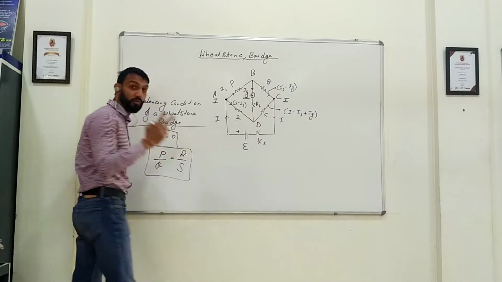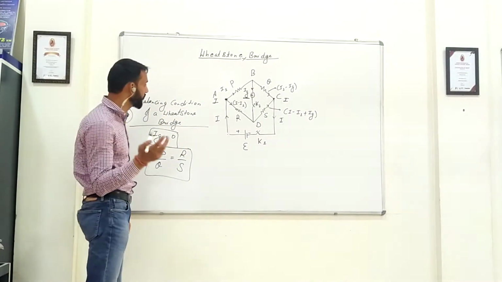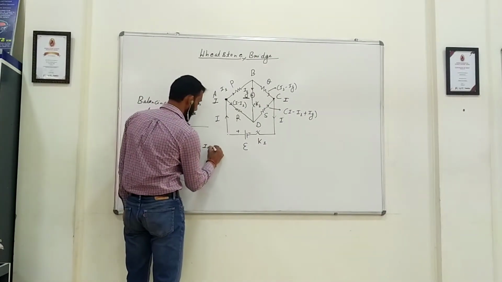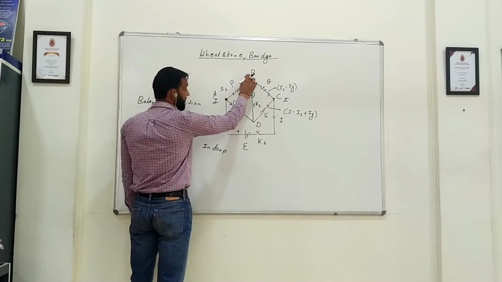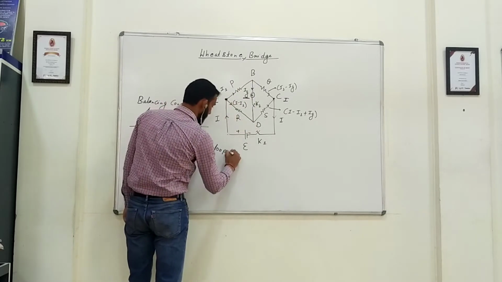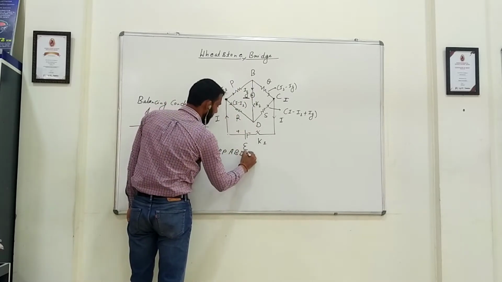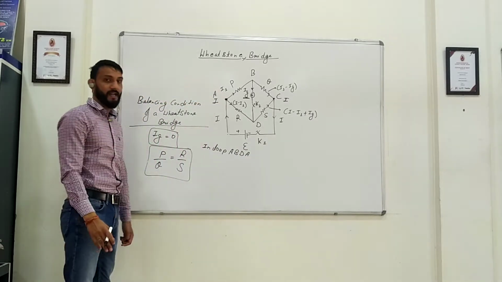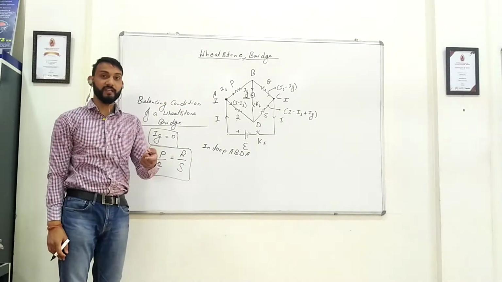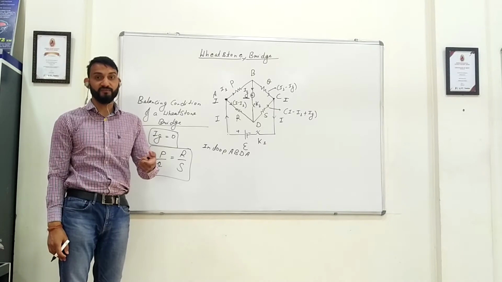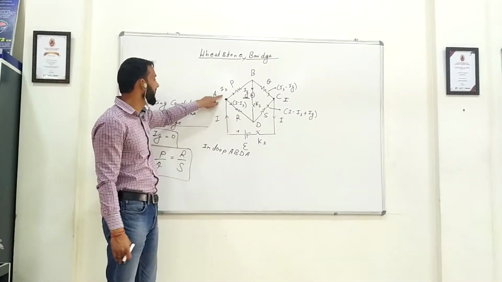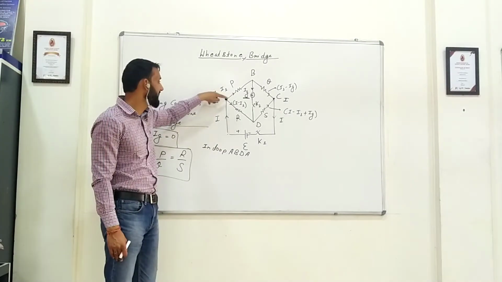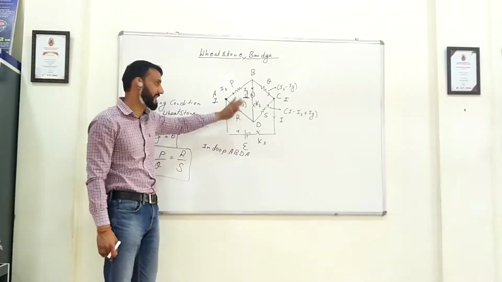So we will take two loops. Again, we will take two loops. So in loop, I am taking this loop A, B, D, A. Right? Now, when I taught you Kirchhoff's, I said start moving from the positive of the battery. Now, since there is no battery, I will start moving in the direction of the current, either in this direction or in this direction, whatever you feel like.